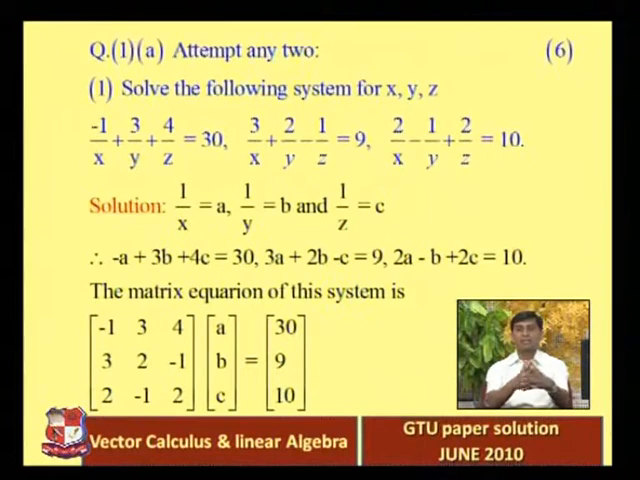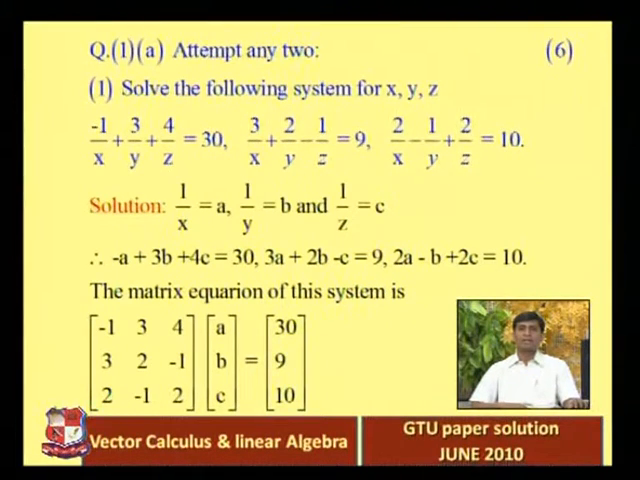So from this matrix we first find a, b, c, and then from a, b, c you will get the value of x, y, z. Just keep in mind that our main target is to find x, y, z, but we have taken 1 upon x, 1 upon y, 1 upon z as a, b, c. So the matrix equation of this system is minus 1, 3, 4; 3, 2, minus 1; 2, minus 1, 2, times a, b, c, equal to 30, 9, 10.